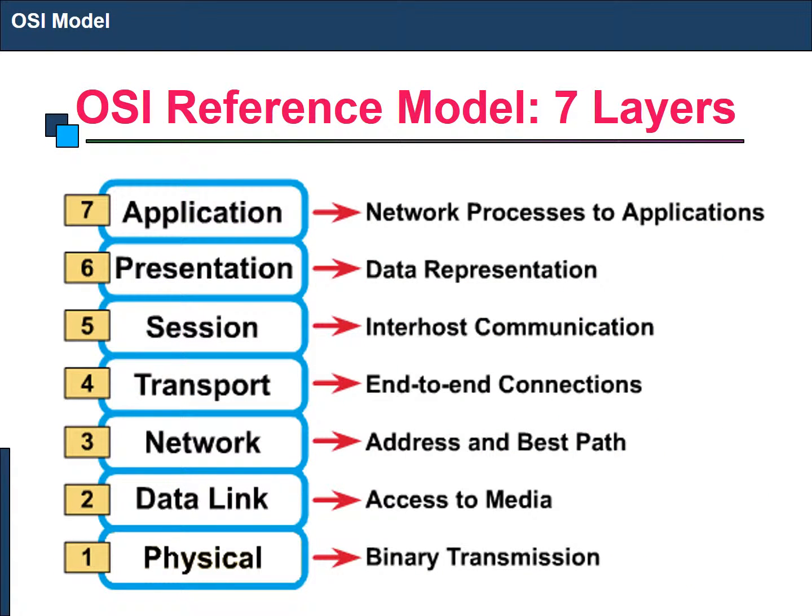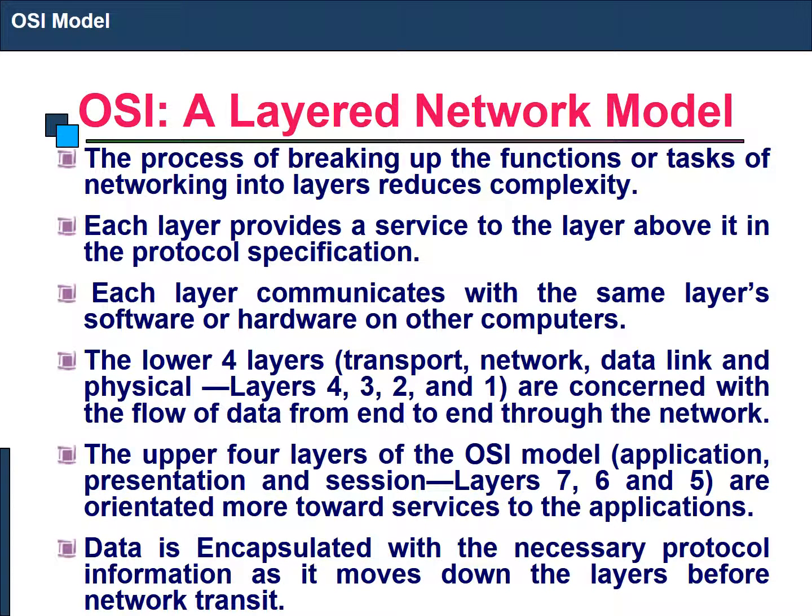These are the 7 layers which you can see on this slide. Layer 1 is the physical layer, 2 is the data link layer, 3 is the network layer, then transport layer, session layer, presentation layer, and layer 7 is the application layer. All these 7 layers have different functions, right?